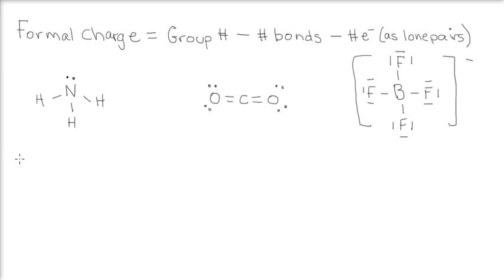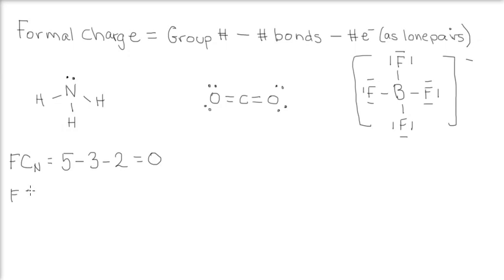So if we calculate the formal charge for elements, we have to do these individually for whatever element you're asked for in a given molecule. For nitrogen here in ammonia, its group number is 5, the number of bonds that it's making is 3, and the number of electrons as lone pairs is equal to 2. So 5 minus 3 minus 2 is equal to 0. So the nitrogen atom has a 0 formal charge, which means that it is neutral.